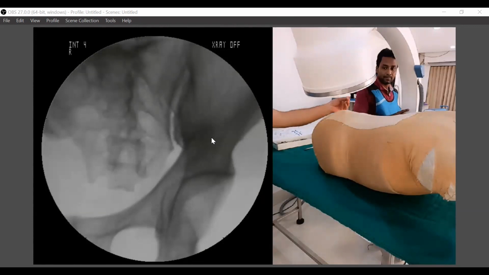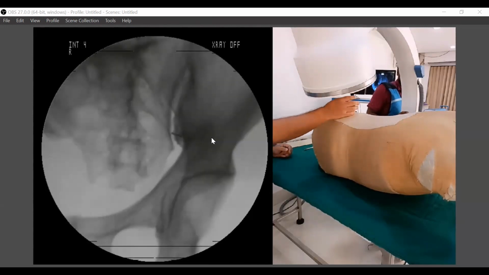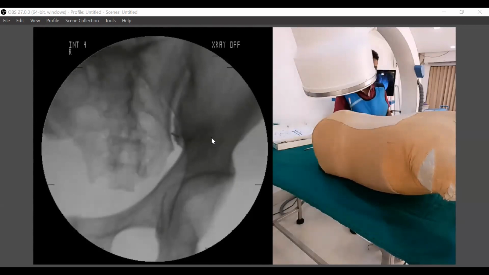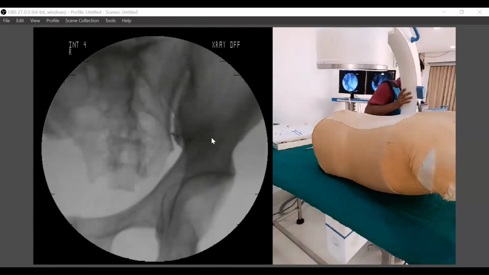Okay, so I show you again. I'm entering here, and I will go directly. So I'm in the joint actually. In the mannequin I cannot show you, but this is the way. When you go inside the joint, you can feel a loss of resistance. That is not felt in the mannequin.